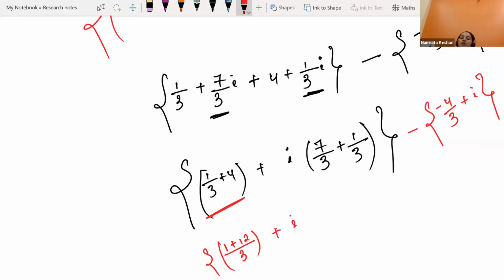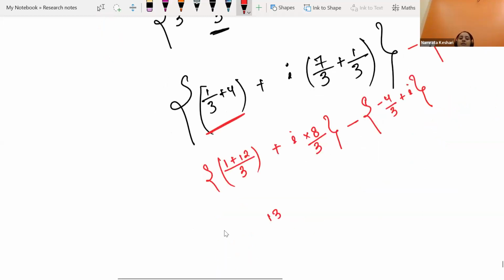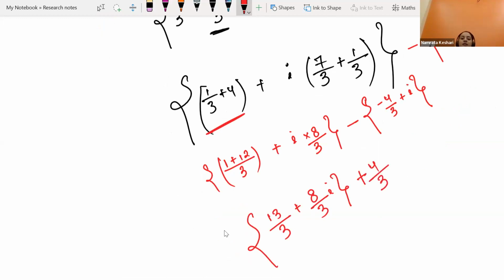7 by 3 plus 1 by 3 is 8 by 3, right? Yes, ma'am. Okay, minus is there. Minus 4 by 3 plus i. Let's continue. Here we'll have 12 plus 1, that is 13 by 3 plus 8 by 3i, minus of minus 4 by 3, that means plus 4 by 3, right? Minus i, right? Yes, ma'am. Okay, let's open this curly bracket also.